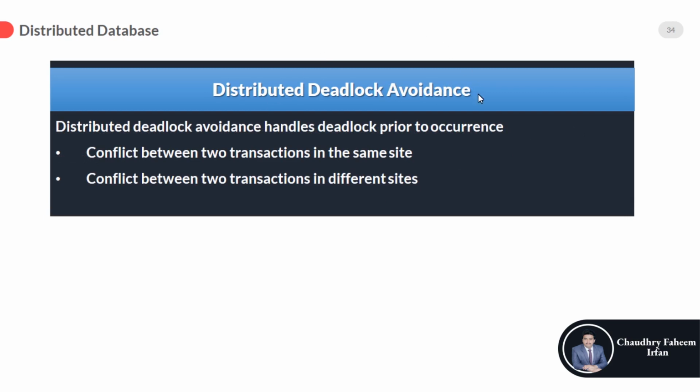Next one is distributed deadlock avoidance. Distributed deadlock avoidance handles deadlock prior to occurrence. In distributed systems, transaction location and transaction control issues need to be addressed. Due to the distributed nature of the transaction, the following conflicts may occur: conflict between two transactions in the same site, and conflict between two transactions in different sites. So remove all the conflicts, and distributed deadlock avoidance will be implemented by removing the conflicts.